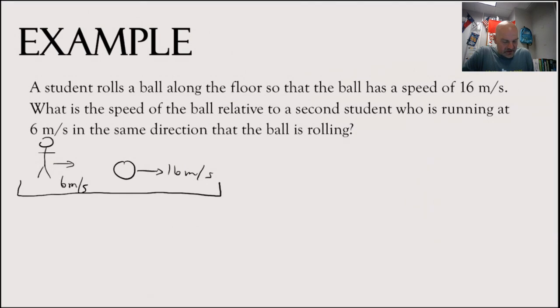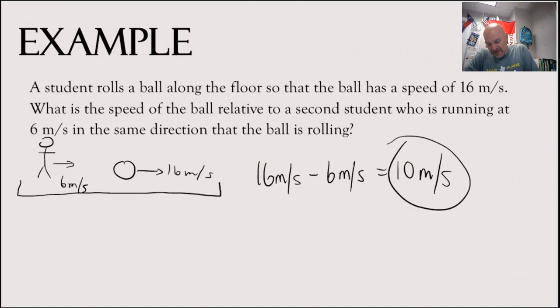So now the student's looking at it in terms of their frame. What's going to happen is it's actually going to take away from the ball's speed, because the student's already moving 6 meters per second. The ball is moving at 16 meters per second, so in this case we're going to subtract out the student's 6 meters per second, because the ball is going to have a combination of its speed and the speed of the reference frame of the student. And so if I'm looking at this from inside the student's frame, the ball is going to look like it's moving 10 meters per second. So it's going to look like it's moving slower.